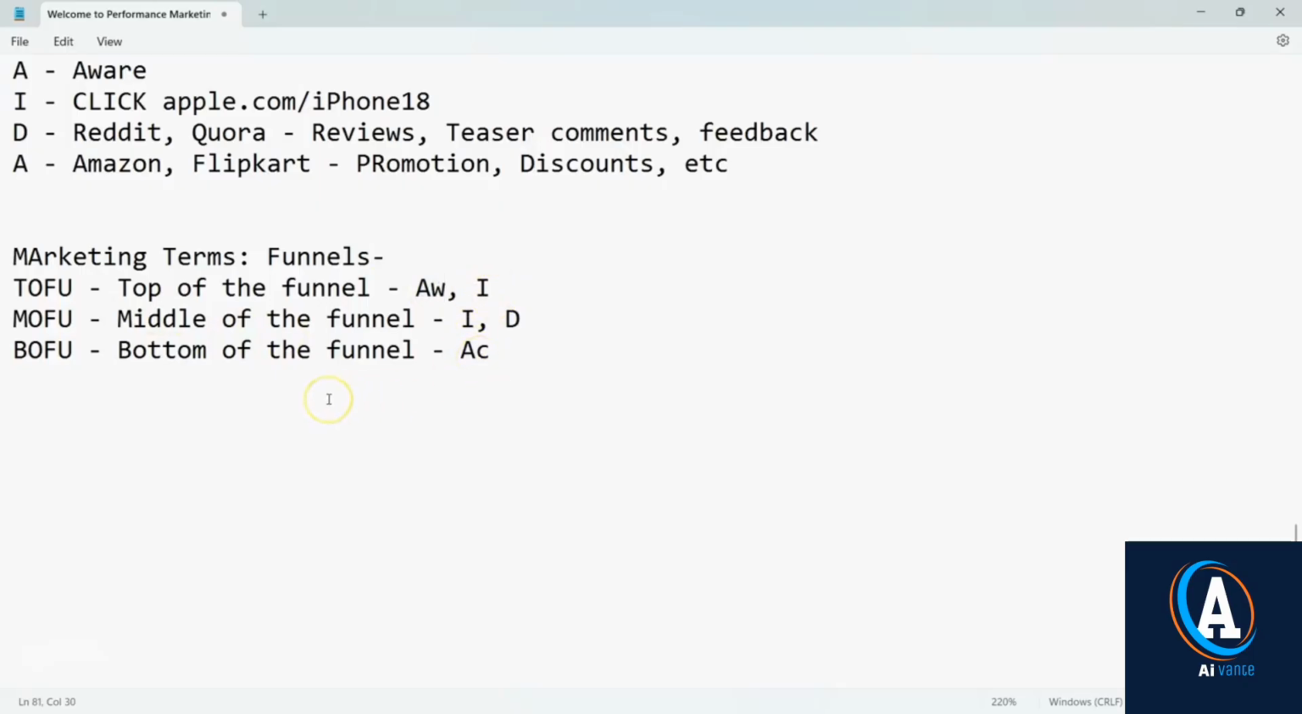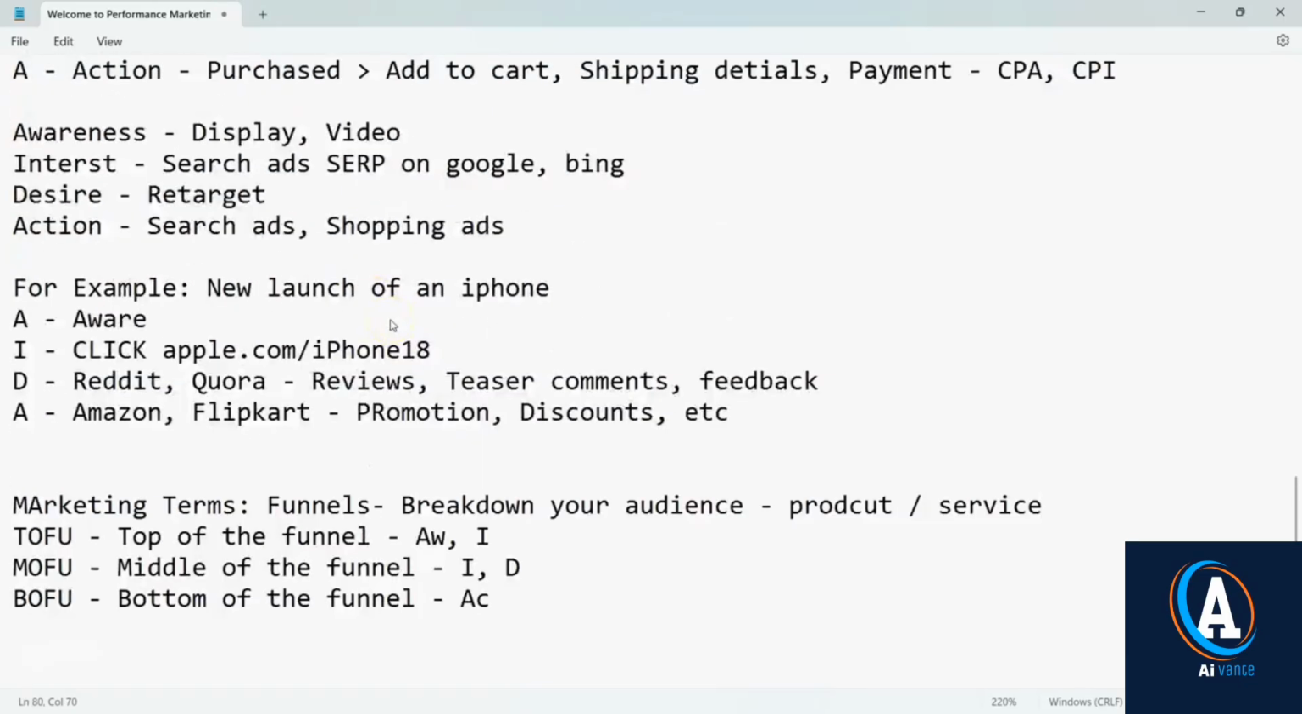Now, why are TOFU, MOFU, and BOFU important for us? It is in your journey to break down your audience. In today's time, every single aspect that we are trying to promote, it could be a product or it could be a service, you can try to break it down under one of these groups. For example, we spoke earlier about iPhone. Now, you will say, sir, everybody knows about iPhone in the world. It's a very popular brand. They don't need any branding. We can just start selling.